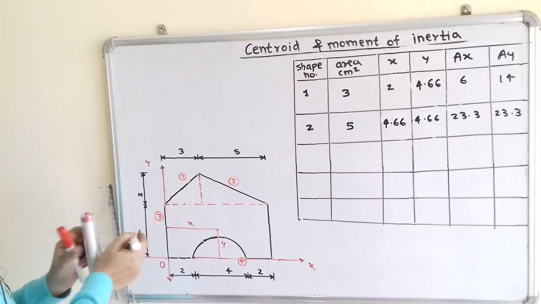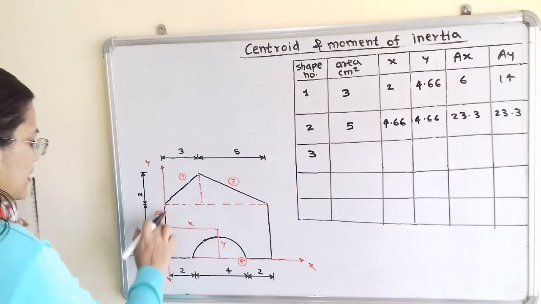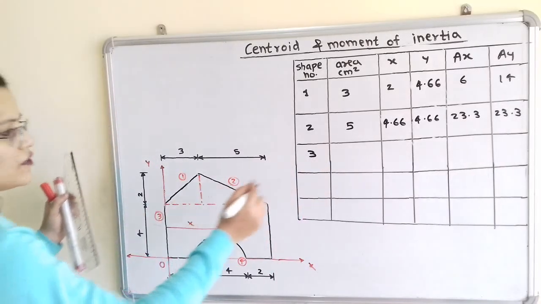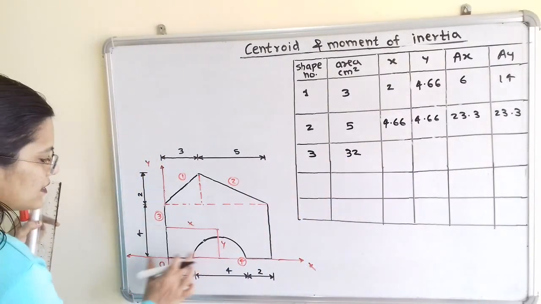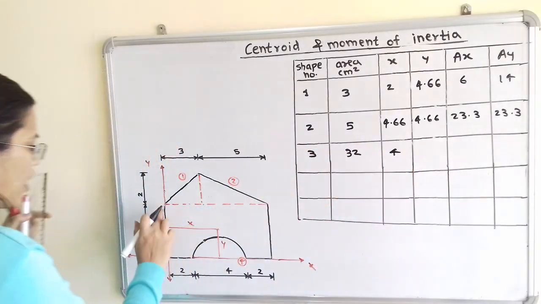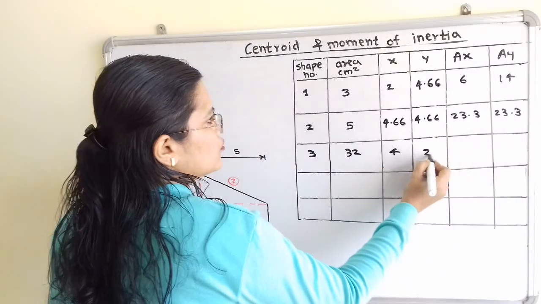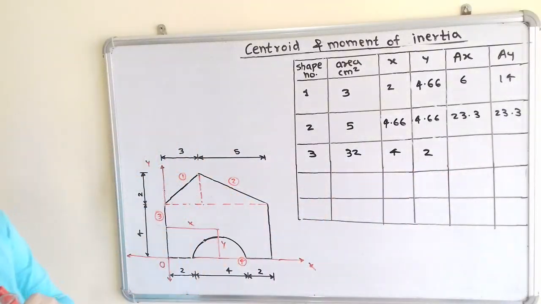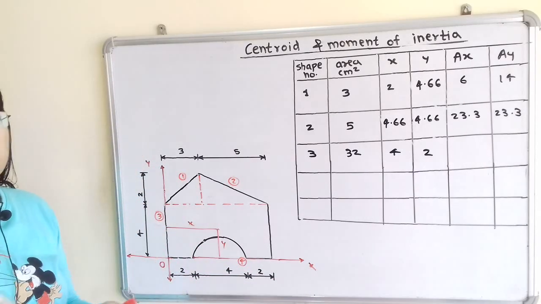So we will write for shape number 3, area 8 multiplied by 4, that is equal to 32. Value of x. So this x is the center point of this 8, that is 4. Value of y. This is the center point of this total height 4, that is equal to 2. Now we have to calculate ax as well as ay.